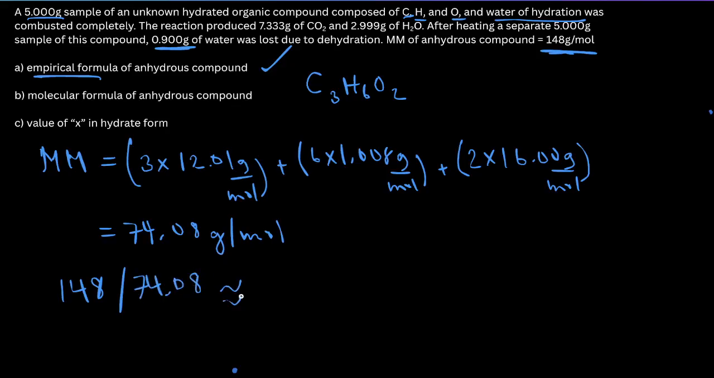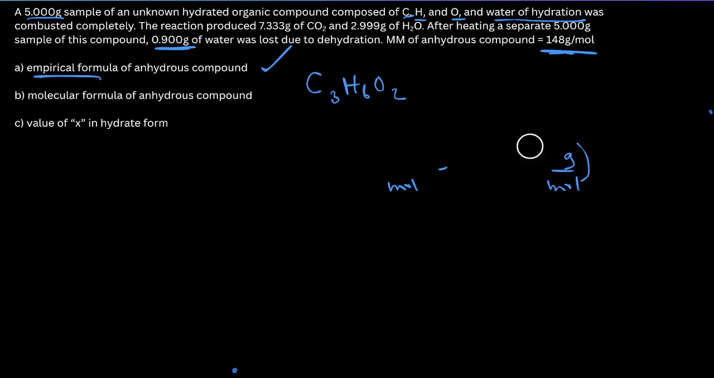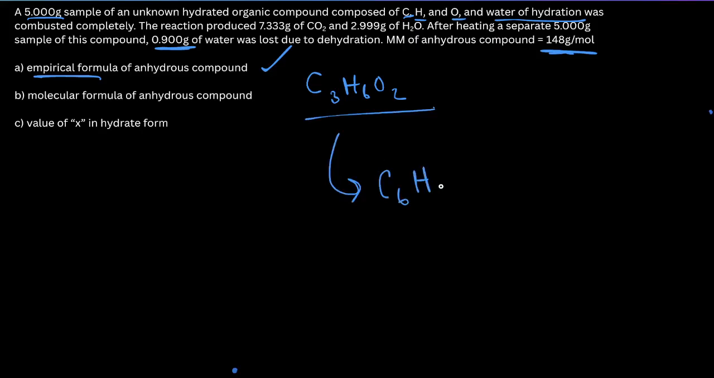And that gives us an answer of approximately 2. And so what does that mean? It means we would just have to multiply this empirical formula by 2. Right? So, here we go. Let's just clear this up. Simply taking this formula and multiplying it by 2 gives us C6 instead of C3, H12 instead of H6, and O4 instead of O2. This here is our molecular formula of the anhydrous compound.